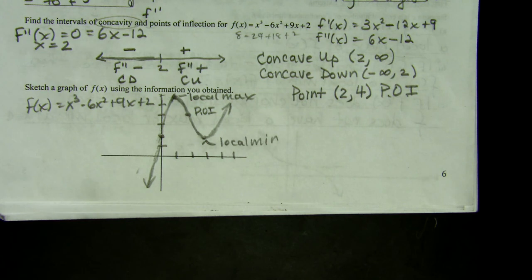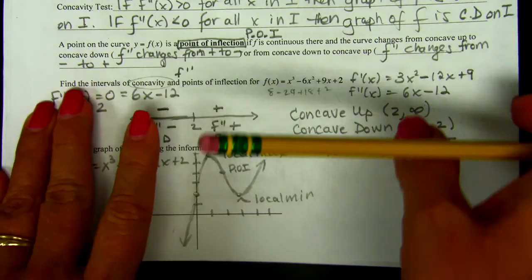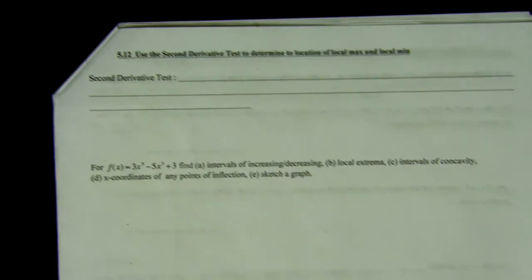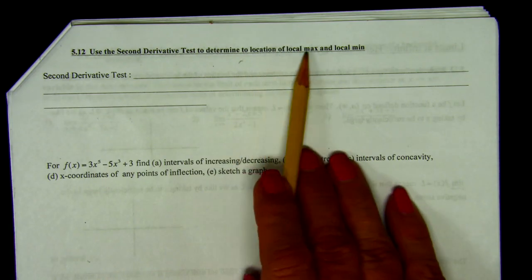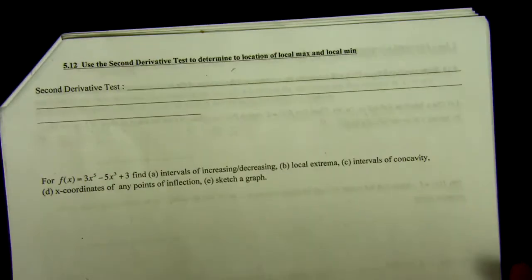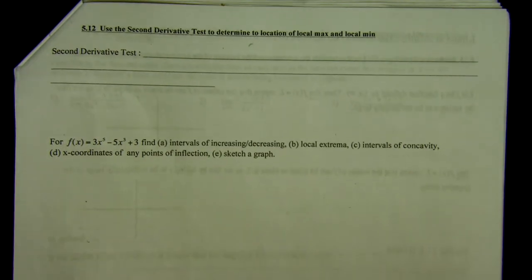Okay, we are going to stop there, and we are going to finish up the rest of this on Thursday in class. We're going to talk about the second derivative test to determine local maximums and minimums, and then we're going to put it all together once again by doing this example problem. Okay, so come to class with your questions, and I will see you then.